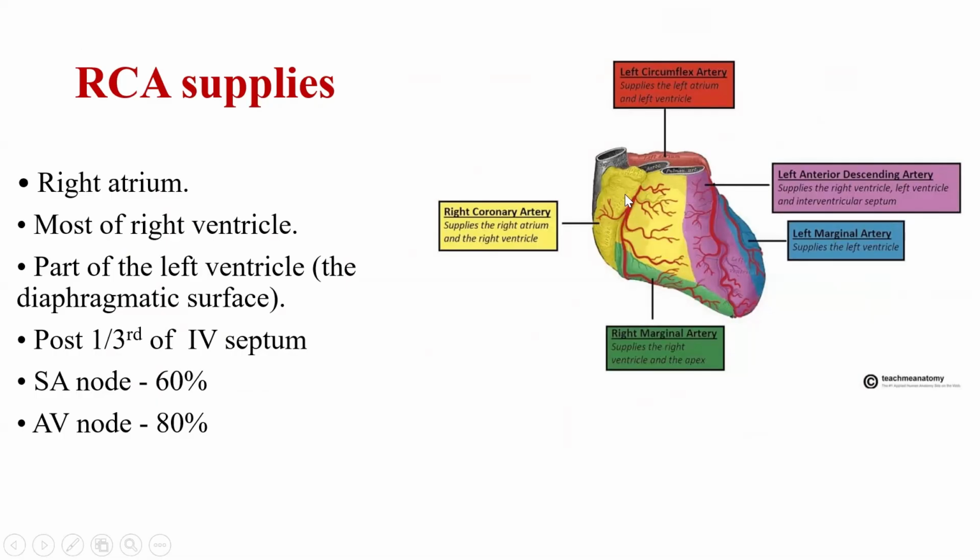Then the posterior 1/3 of the IV septum, interventricular septum. Then in 60% of individuals, the SA nodal branch is given by the right coronary artery, and in 80% of cases, the AV nodal branch comes from the right coronary artery.